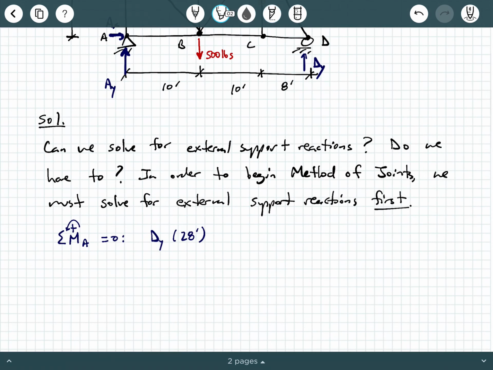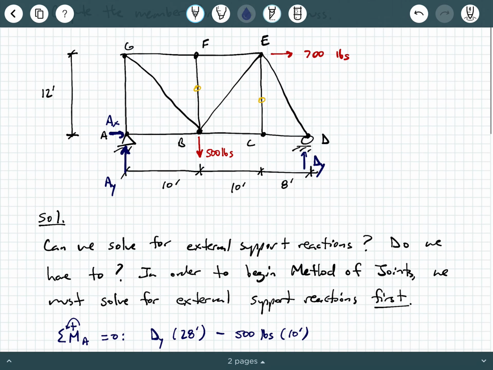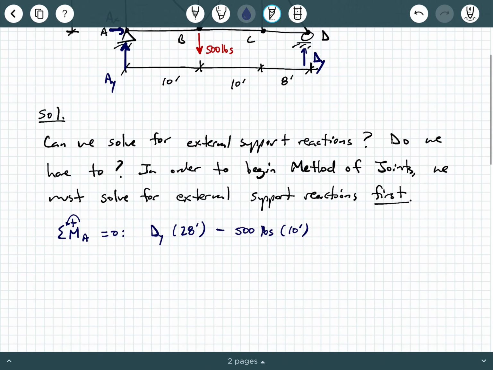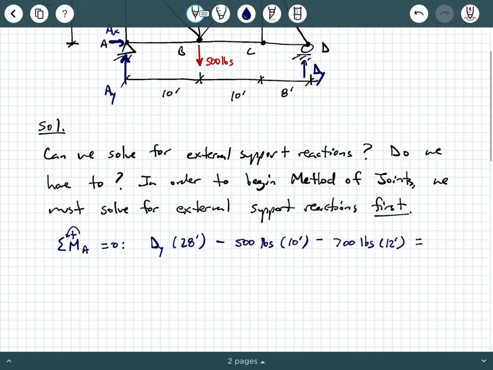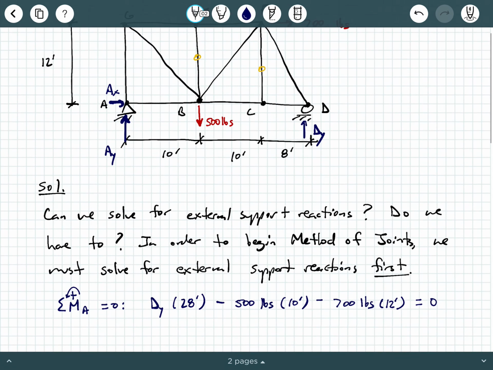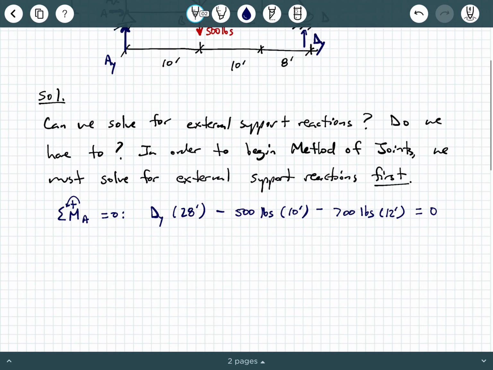We have the 500 pounds at point B, so we would have minus 500 pounds times 10 feet. And then we also have the 700 pounds causing a rotation about point A. So we would say minus 700 pounds times 12 feet equals 0. And AX and AY do not come into play here because we are taking the moment about point A.